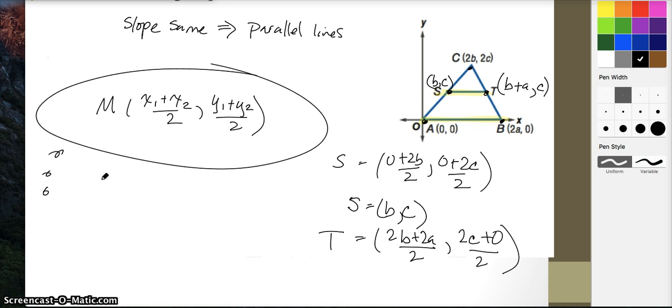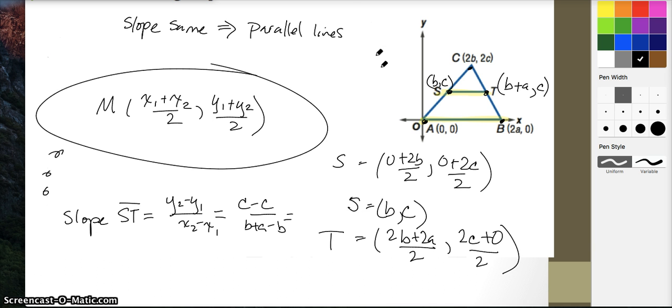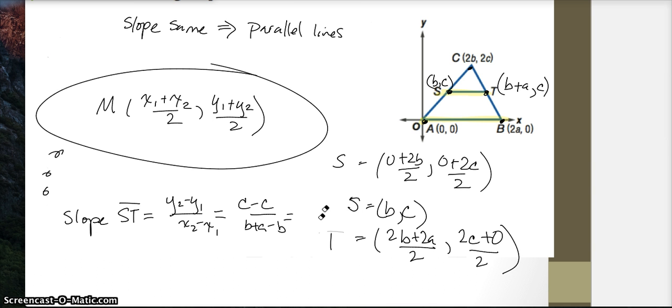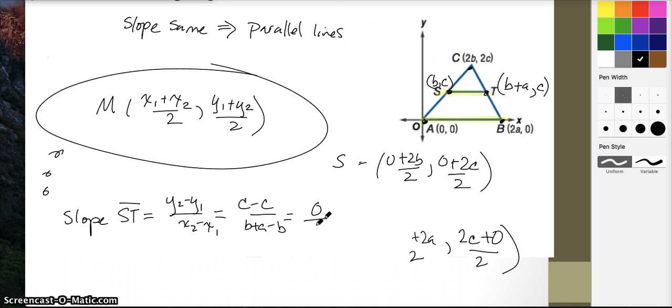And so now it's time for me to find my slope. The slope of segment ST, as the slope of any line, will be the change in y over the change in x. So when I do that, I get at the top c minus c over b plus a minus b, which leaves me with 0 over a, which is really just 0. And if this comes out to 0, I think I'm good.